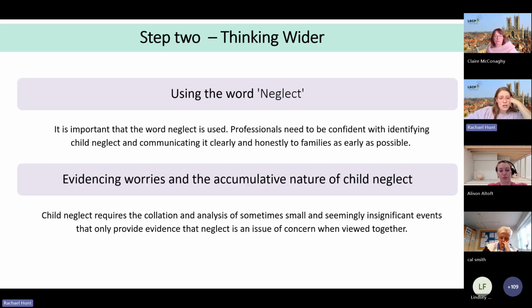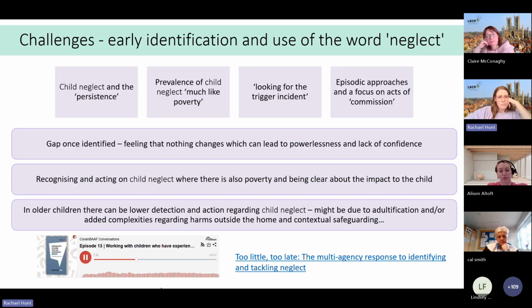So like I said, it requires a collation and analysis of those small, seemingly insignificant events that actually, once it's written down on a chronology, or you come together and have a multi-agency meeting, once you start to piece it all together, it's like, oh my gosh, I've not necessarily thought about it this way before. So always encouraging you to think about, okay, I need to map this, I need to have this visual, I need to think about, what is that child experiencing, and how long has it been going on for? Even those small elements, they have a lifelong impact on children.